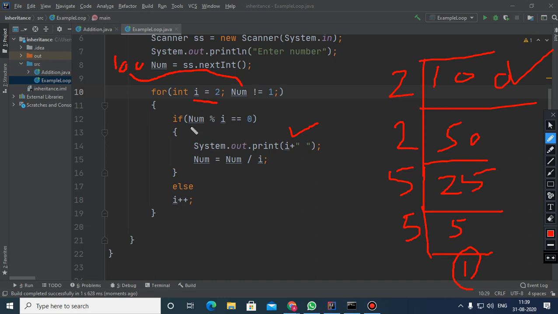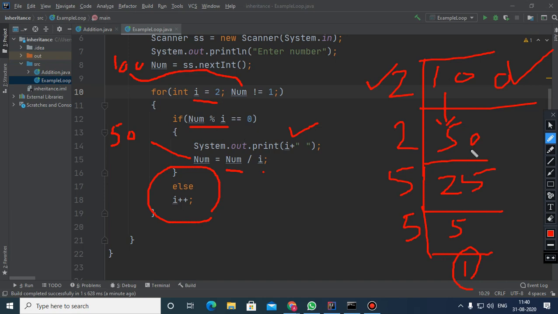What will happen? This 100 mod i is 0. Yes, it is. So this 2 will get printed on the screen, but num divided by i becomes 50. I am reducing the number here like this. This time the else part will not get executed. i will remain 2, and this time I am dividing this 50 by 2.